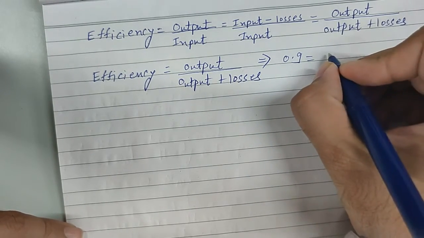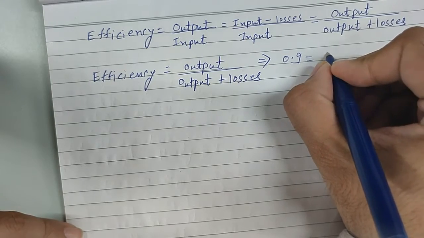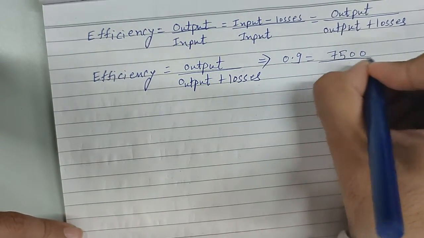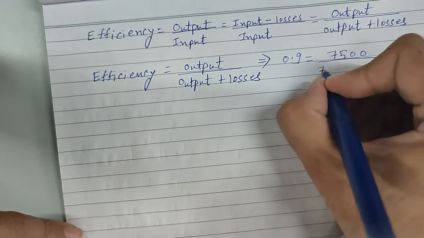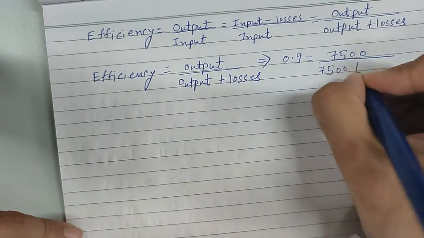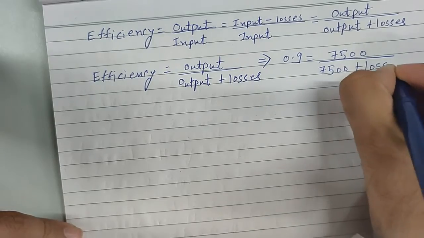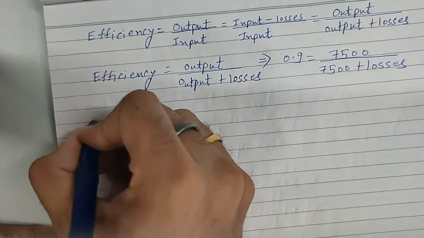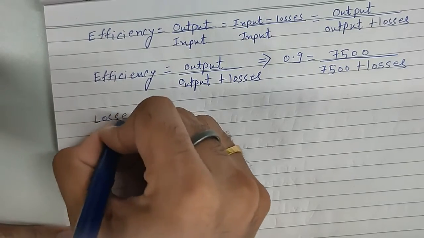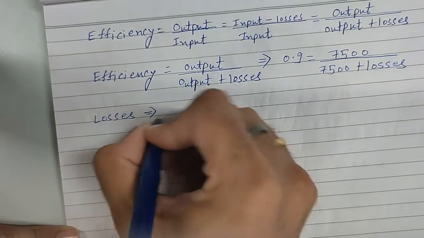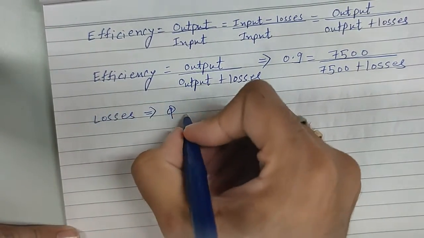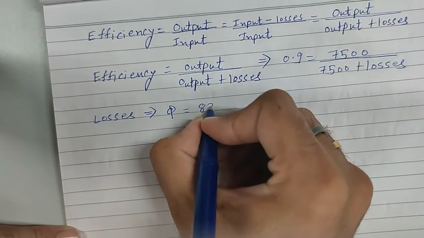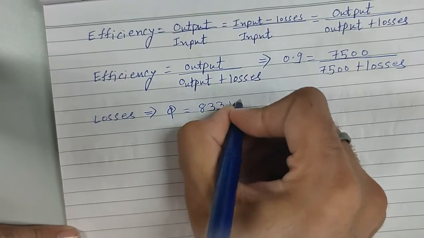so 7.5 kilowatt can be written as 7500 watts divided by, again, the output 7500 plus losses. On solving this, I get my losses, which is nothing but capital Q, which is equal to 8.33 watts.